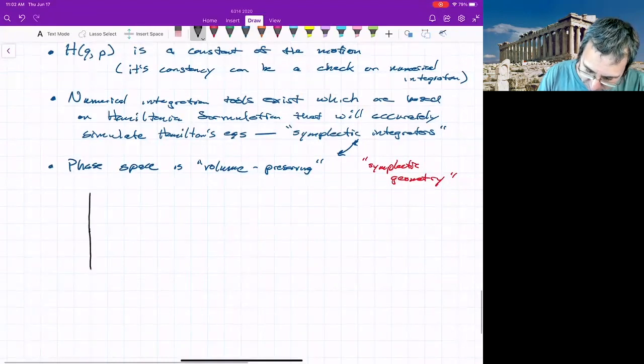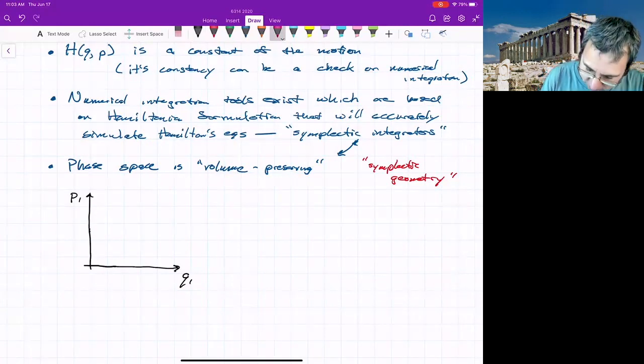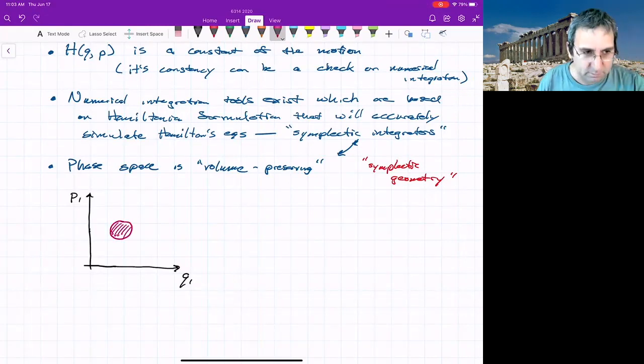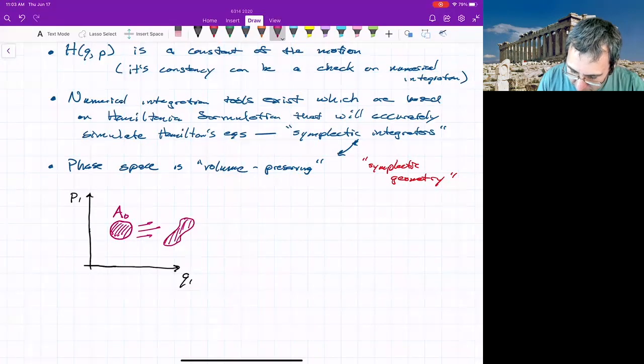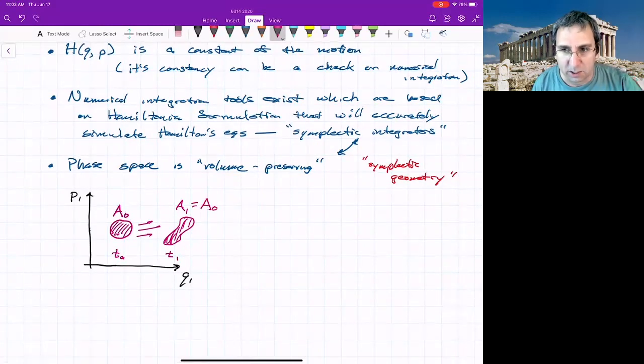So what does this volume preservation mean? It means if we have a system like that one up above that was just one degree of freedom, and we write it in terms of the Q and P variables, Q1 and P1, then we have a blob of initial conditions, let's say a circular blob. Here we just have an area because we've got Q and P. If we take this set of initial conditions that has an area of A naught, and then let it evolve, it'll evolve into some shape. But if you look at the area at a later time, T1, the area at time T1 has to equal the area at the initial time, T naught, at least mathematically.